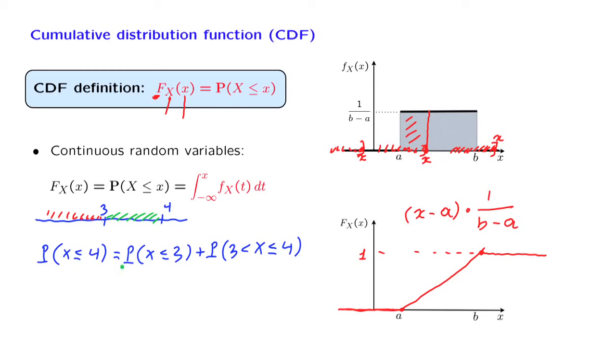So this equality is true because of the additivity property of probabilities. This event is broken down into two possible events, either x is less than or equal to 3 or x is bigger than 3 but less than or equal to 4. But now we recognize that if we know the CDF of the random variable, then we know this quantity, we also know this quantity, and this allows us to calculate this quantity. So we can calculate the probability of a more general interval.